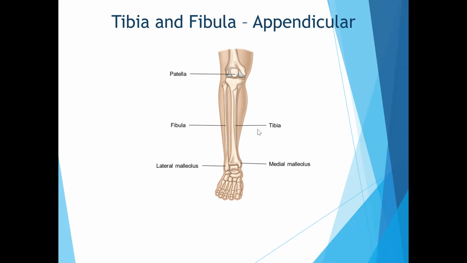At the bottom portion of your tibia and fibula, your tibia runs down, and that's your medial malleolus. Your fibula runs down and turns into your lateral malleolus. If you take a look down at your ankle, the bump on the outer, lateral portion of your ankle is your lateral malleolus. The bump on the inner portion of the ankle is your medial malleolus.